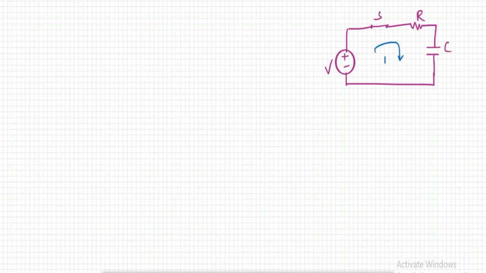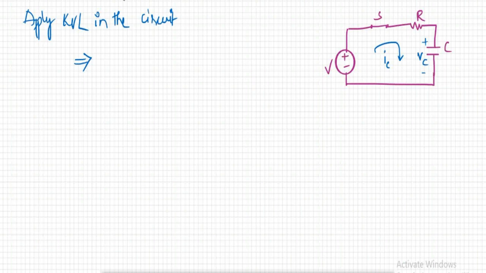Now we need to find the voltage across this capacitor, Vc. Vc was 0 before turning on the switch. Now we need to apply KVL in the circuit. In the end, we are going to find the voltage across this capacitor. So here I am applying KVL, that is minus V plus IC, the current through the circuit, into R plus the voltage across this capacitor, Vc, should be equal to 0.